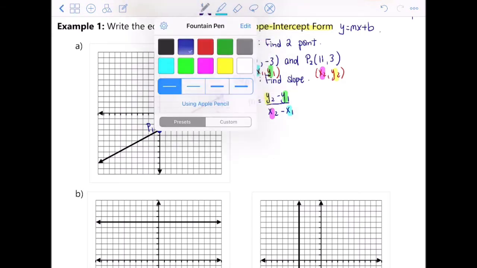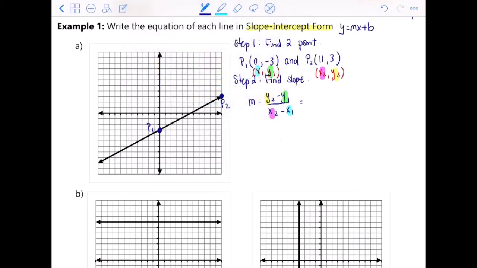So all we're doing is substituting. y2 is 3, y1 is -3, so you're minusing -3. And then x2 is 11, and we minus x1, which is 0. So this just turns out to be 6 over 11.